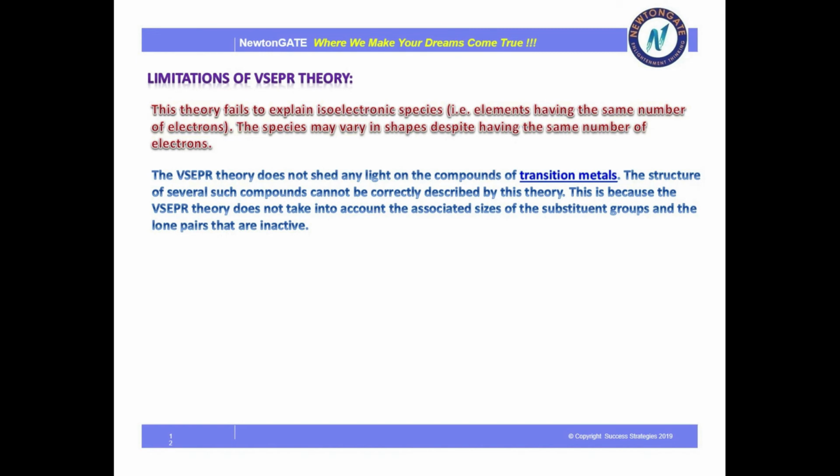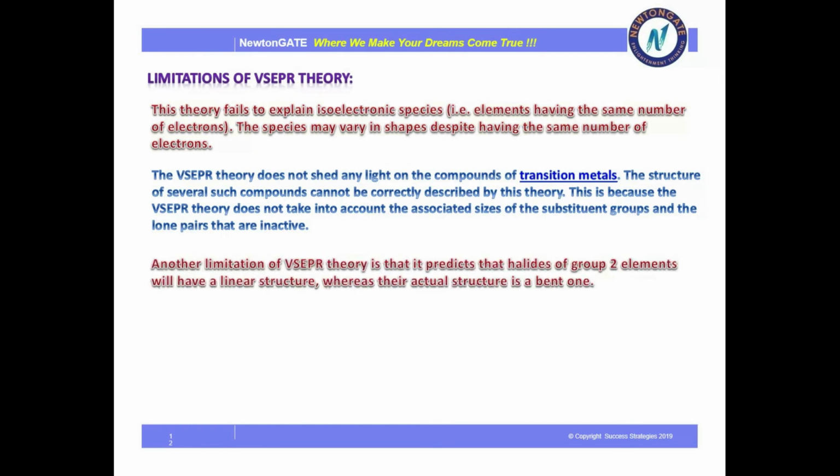This is because the VSEPR theory does not take into account the relative sizes of the substituent groups and the lone pairs that are inactive. Another limitation of VSEPR theory is that it predicts that halides of... whereas their actual structure is a bent one. Clear?